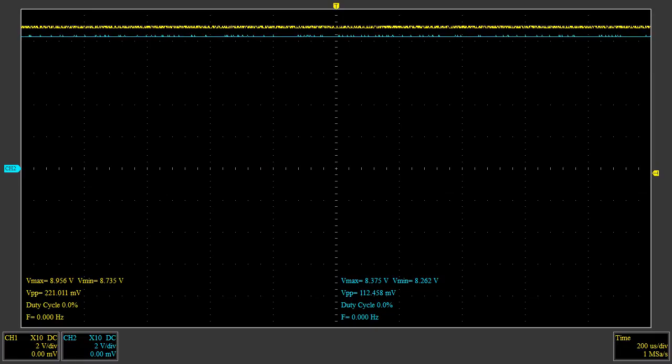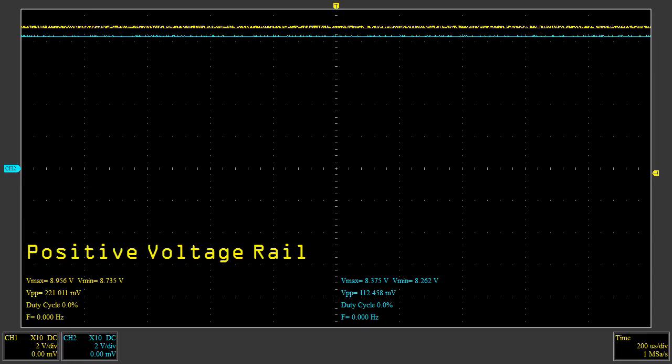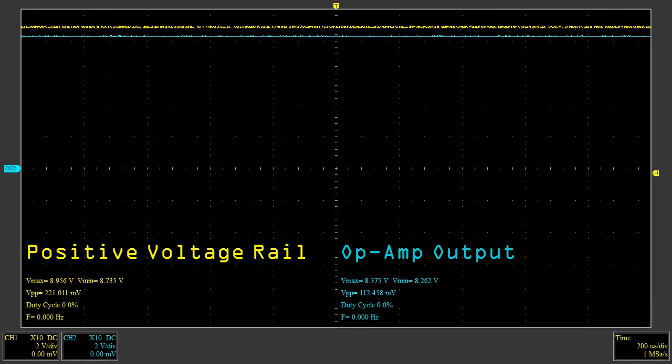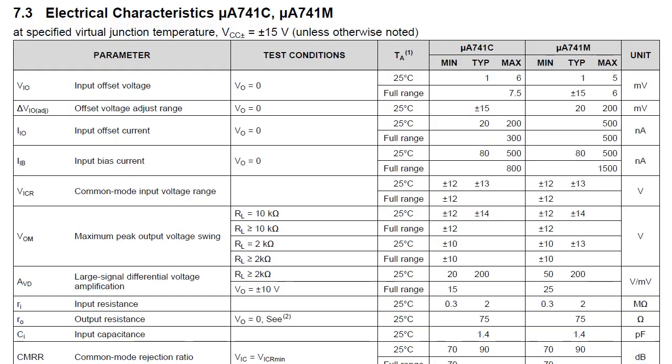voltage rail. Here the yellow trace is measuring the positive voltage rail, and the blue trace is measuring the output from the op-amp. We see that the output is actually about half a volt less than the op-amp's positive voltage rail. This is normal, as most op-amps can't output voltages all the way to their positive and negative rails. Some will be able to reach one of the rails, and some, known as rail-to-rail op-amps, can reach both. If we look at the datasheet for the UA741, we see that when using a power supply of plus minus 15 volts, the output typically varies between plus minus 14 volts. So we should assume that we'll lose about 1 volt from each rail.